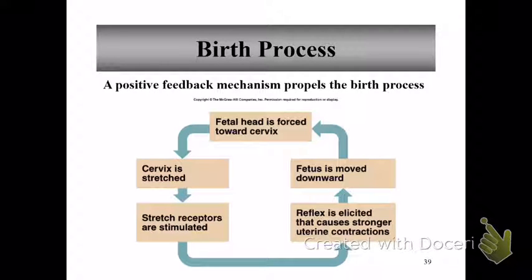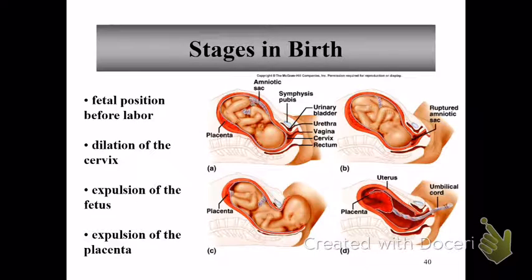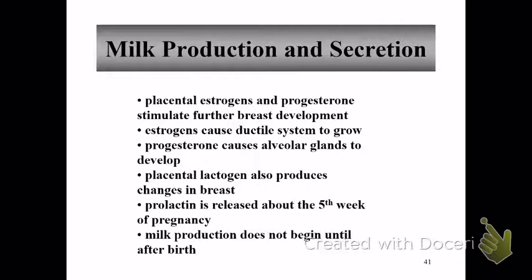Okay, here it is in a table. So all that's happening in the cervix and all. Okay, here are your stages of birth. So fetal position before labor, then dilation of the cervix. So the cervix starts to open on up. I'm dilated to a 1. I'm dilated to a 2. You'll hear people say that. Then the baby's coming out and the placenta's coming on out.